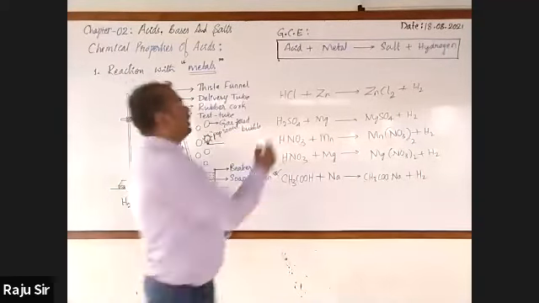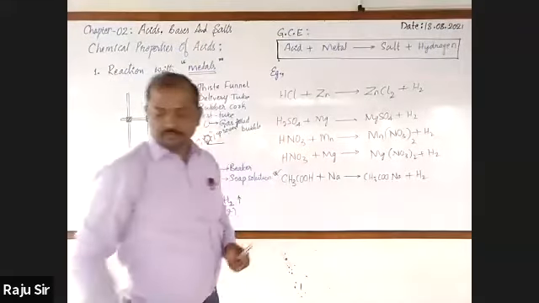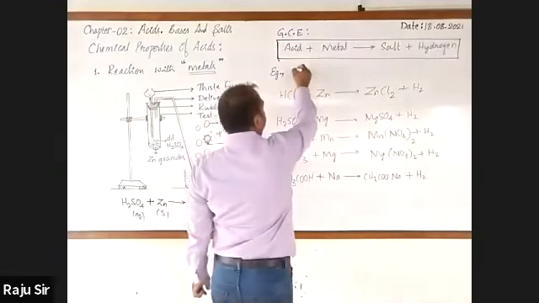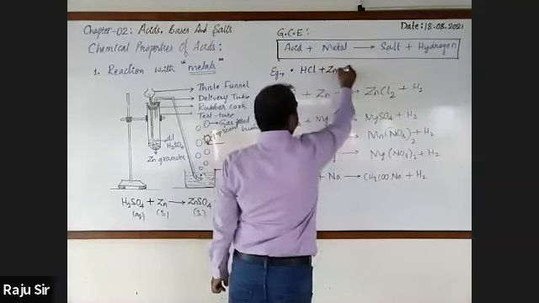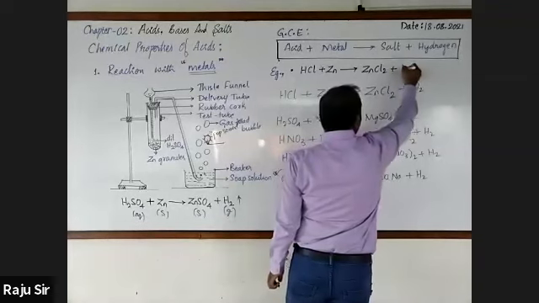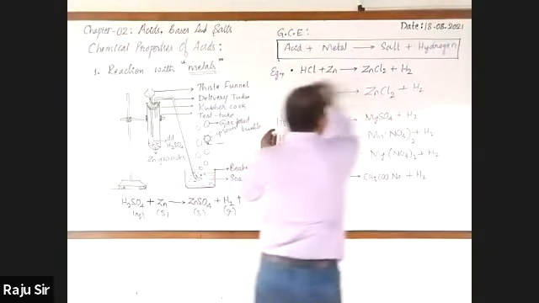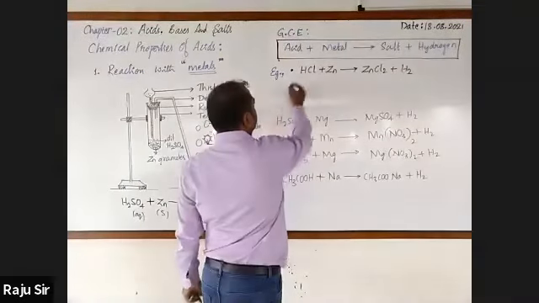Over. Now let us go for writing a few examples. First example. HCl plus Zn gives rise to ZnCl2 plus H2. Write this example.